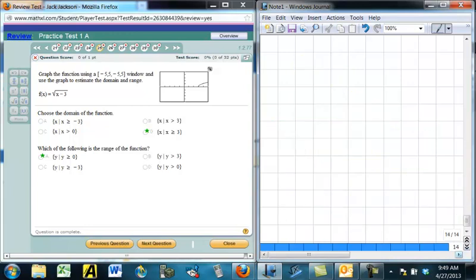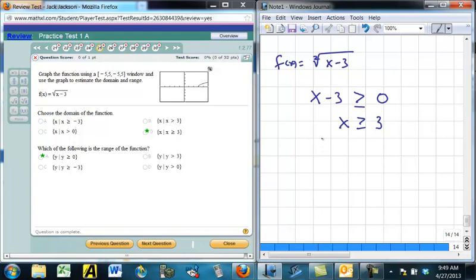Okay, next question. Graph the function using this window. Okay, well, we can do that by hand. And use it to estimate the domain and range. Well, we know that for the square root of x minus 3, we've got an even root, a second degree root. So what's under there, the radicand, the thing underneath the square root, has to be positive or 0, but not negative. So that tells us that x has to be greater than or equal to 3.